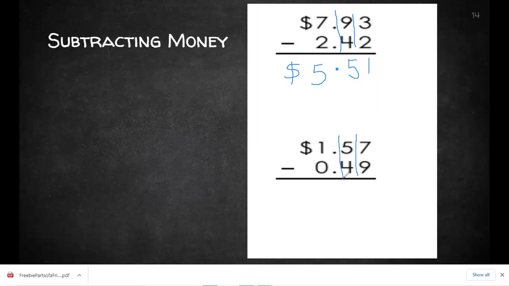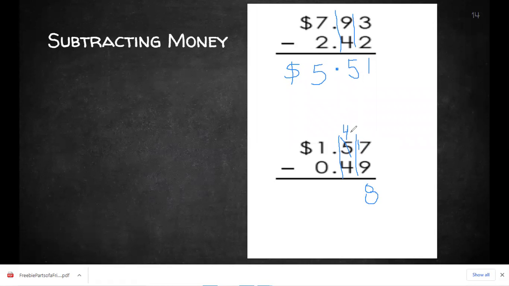This one is a little trickier, but we just need to remember to regroup. So notice that we can't take 7 from 9, but when we notice that there's a larger number on the bottom, that tells us we need more, so we go next door, then we get 10 more. So now our subtraction would be 17 subtracted from 9, which gives us 8.